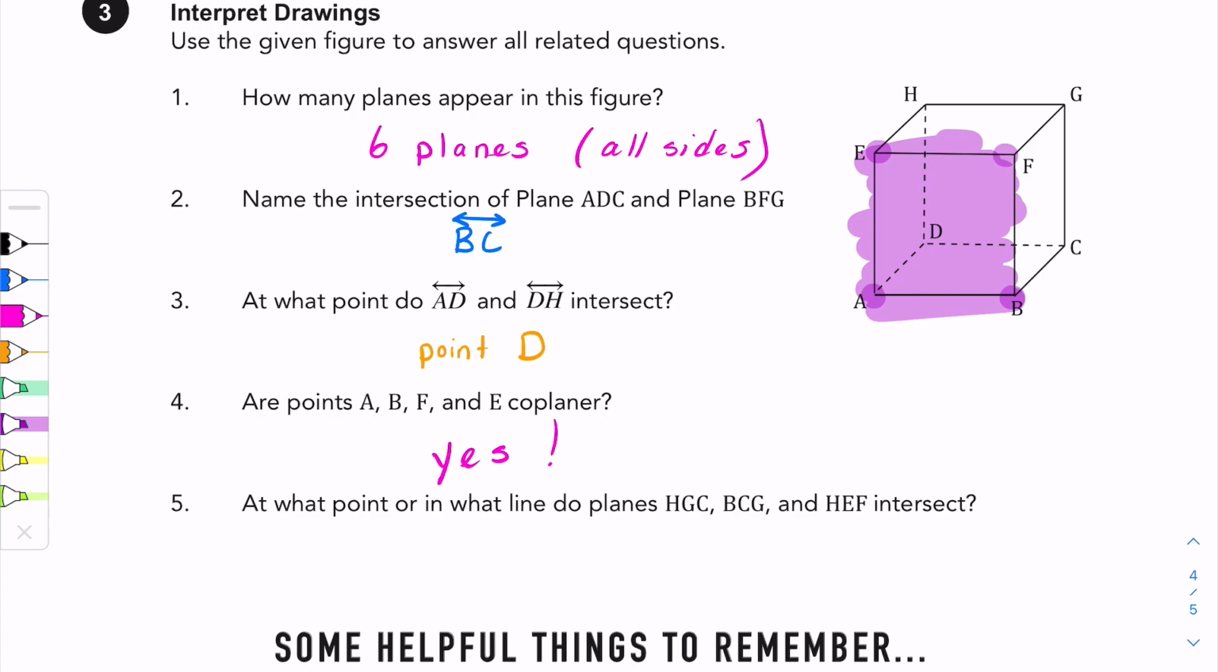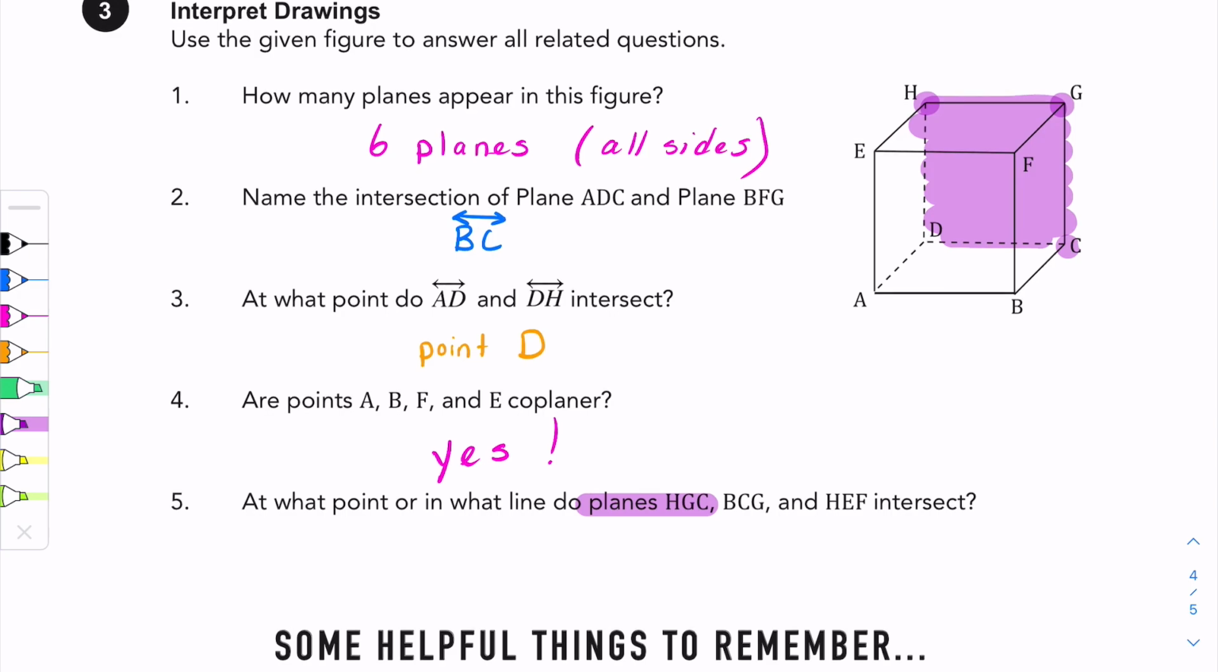At what point or in what line do planes HGC, BCG, and HEF intersect? All right, let's do some highlighting. Plane HGC, HGC, that's this back plane here. So maybe the back wall.